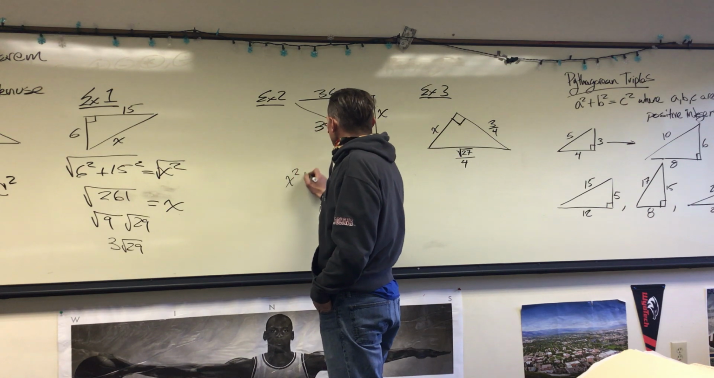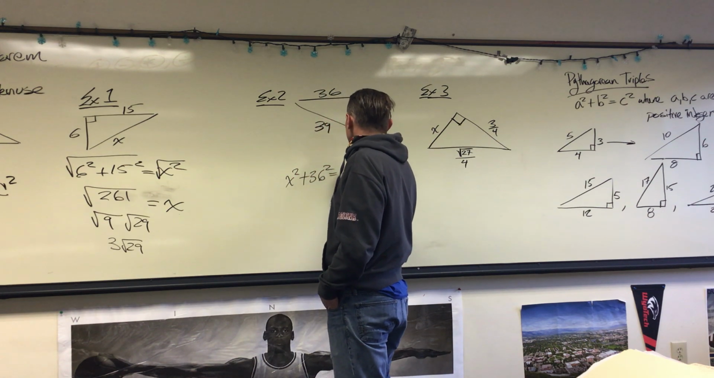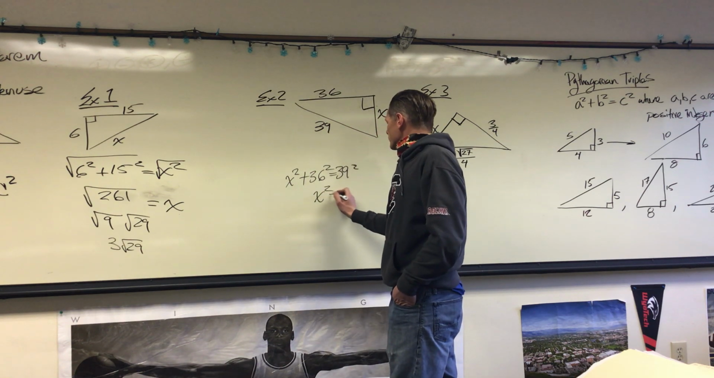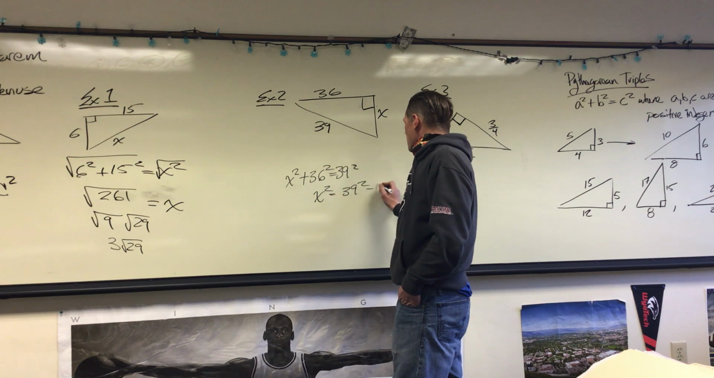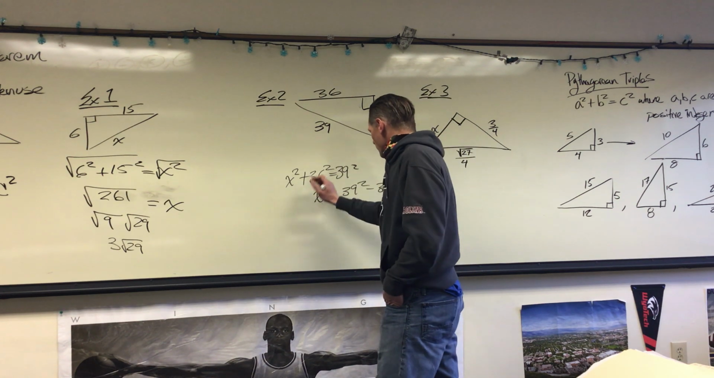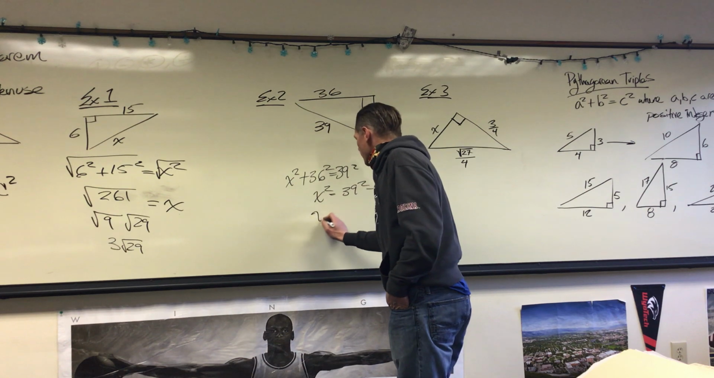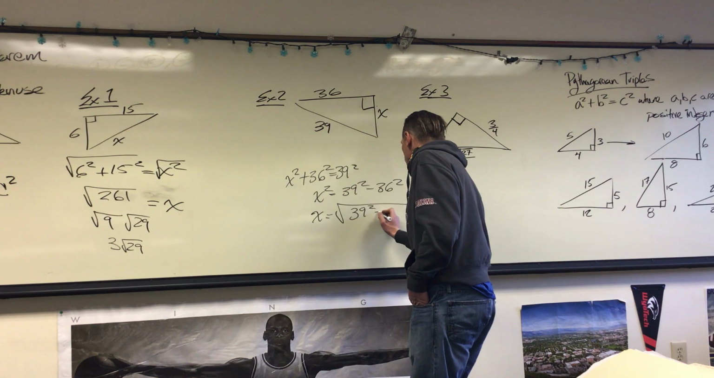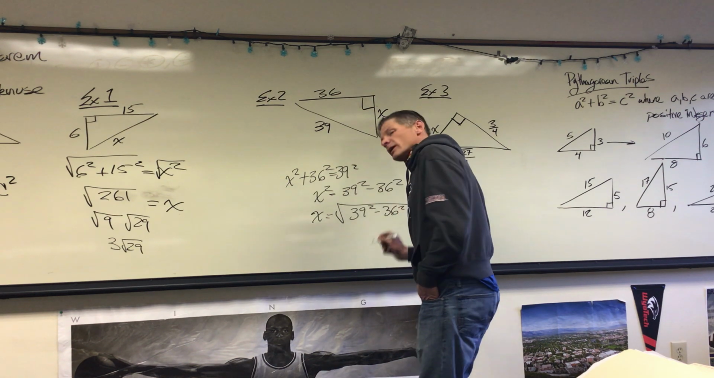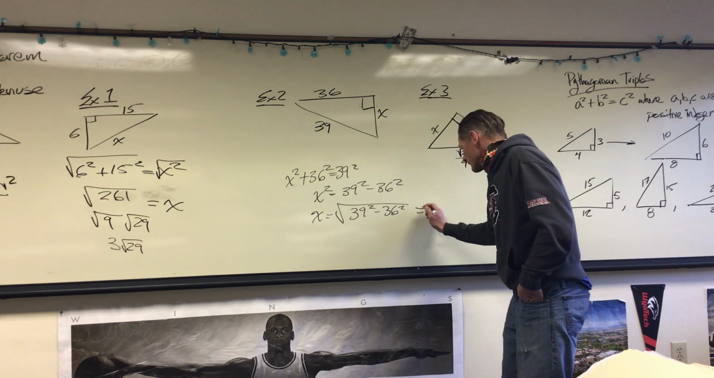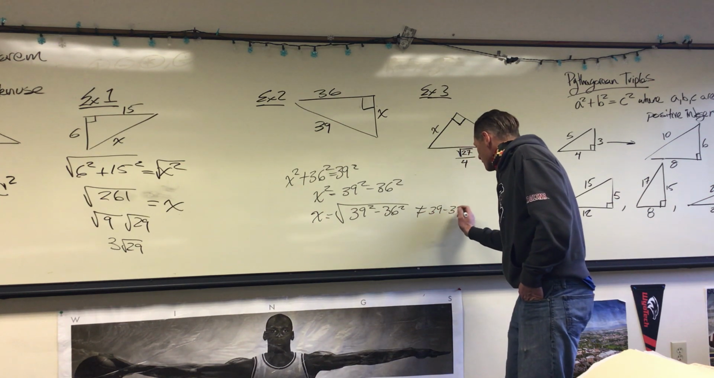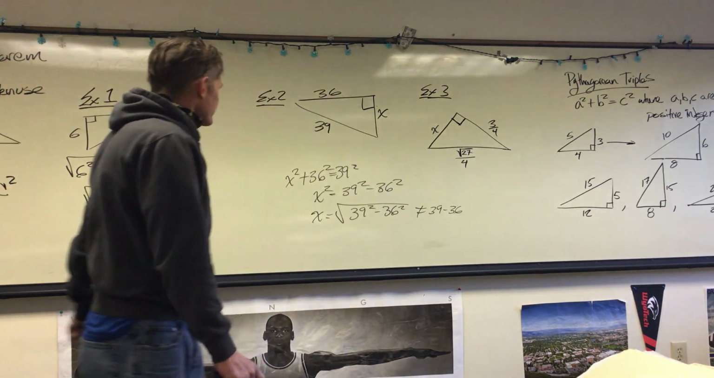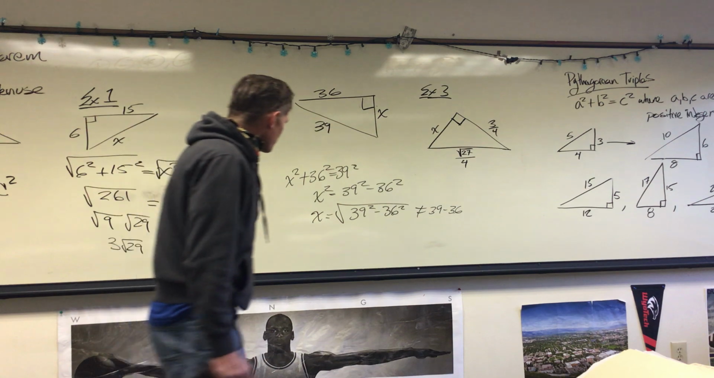x squared plus 36 squared is equal to 39 squared. That means that x squared is equal to 39 squared minus 36 squared. We take the square root of both sides, and then x is equal to the square root of 39 squared minus 36 squared. And here I'm telling you that this is not equal to 39 minus 36, but guess what? Some of you are going to do it anyways. I don't know why this is. You tell somebody to not do something and they just want to do it.